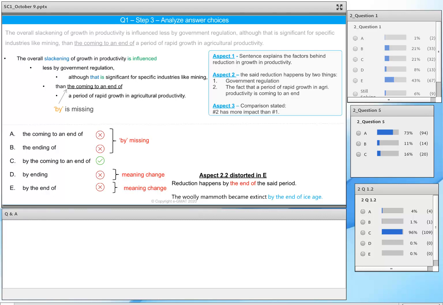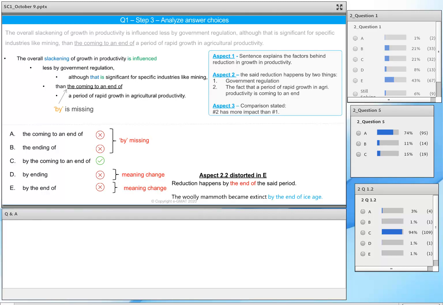By the end of, again, we saw the woolly mammoth example. When we say that the woolly mammoth extinct by the end of ice age, that means there is no sense of this period of ice age slowly coming to an end. It doesn't talk about point A, point B, point C, and point D in the timeline. It only talks about point D in timeline. There is no gradual decline or winding up of the period. And that's why choice E is incorrect, because when we say the overall slackening of growth in productivity is influenced by the end of a period of rapid growth, it means that just at the end of that period, the slackening is influenced. What happened before that, that winding off of the period, we have no idea about that.